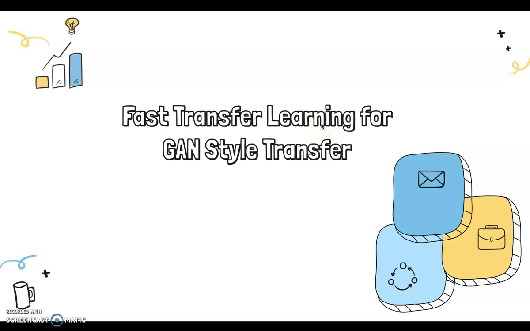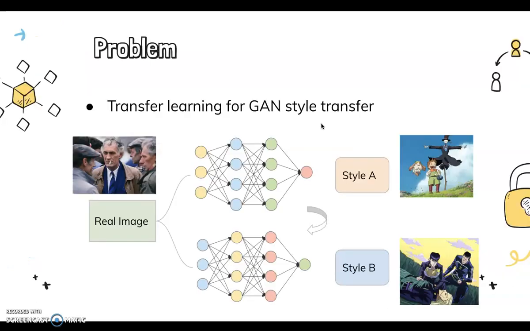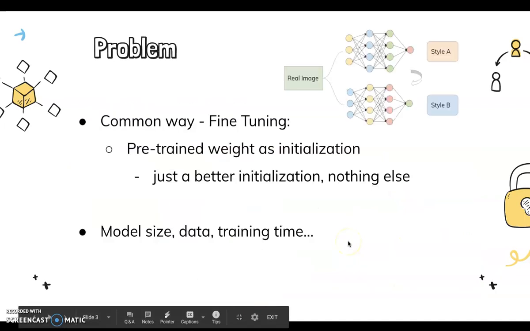The topic of our project is fast transfer learning for GAN style transfer. First, we have a GAN network trained to perform style transfer from real image to style A. Then we want to perform transfer learning to train a new network to transfer style from real image to style B. One common way of transfer learning is fine-tuning.